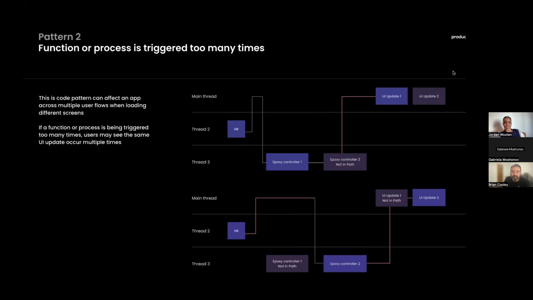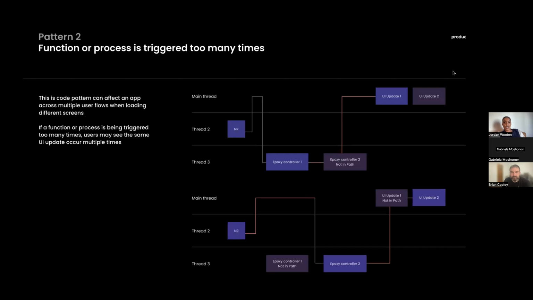So although not as common as the first one, another code pattern that we have seen is when a function or process is triggered more times than it should be. And one example of this code pattern is when the completion of a network request triggers the view model to update the UI more than once.